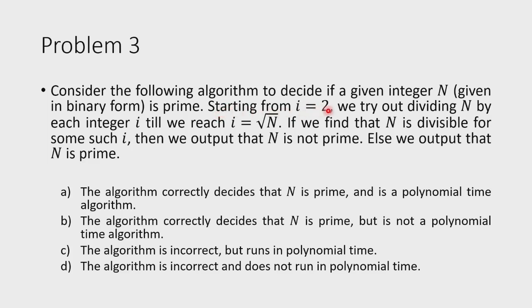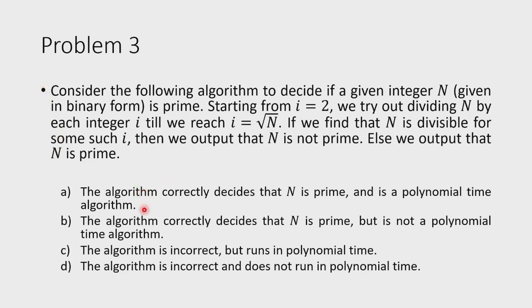Starting from i equals 2, we try out dividing n by each integer i till we reach i equals square root n. So for i in 2 to square root n, divide n by i. If we find that n is divisible by some such i, then we output that n is not prime, that is, n is composite. Otherwise we output that n is prime. So is the algorithm clear?